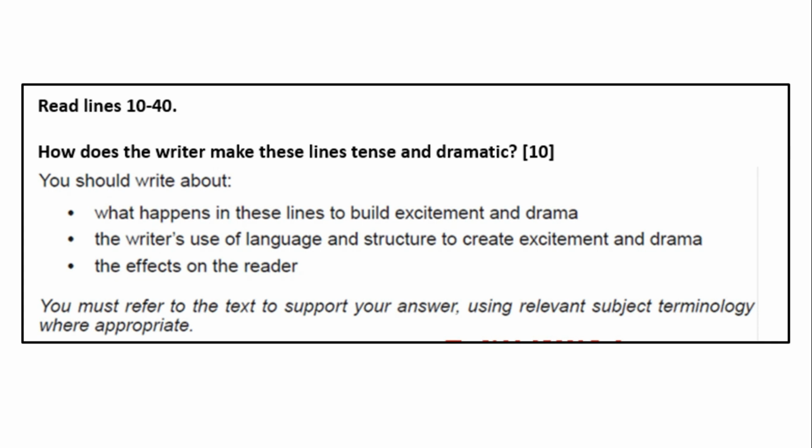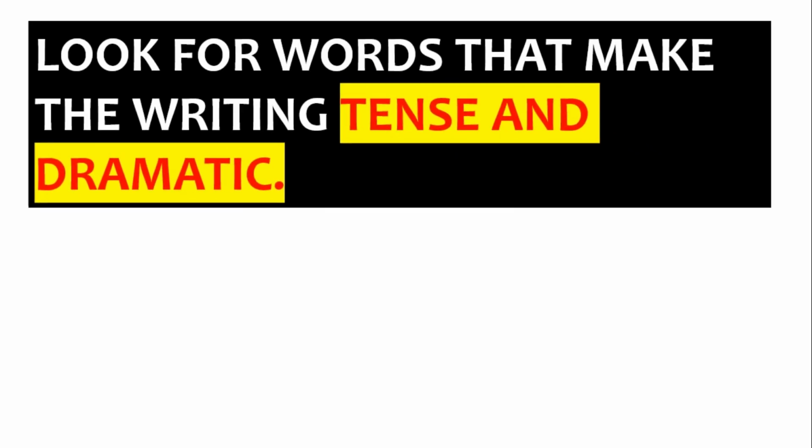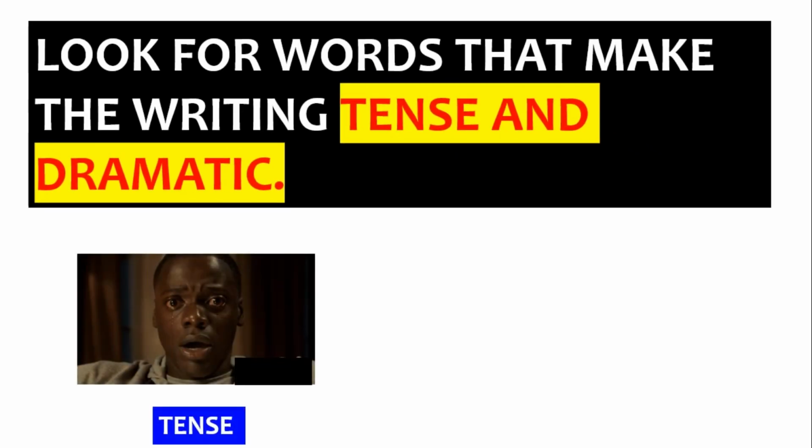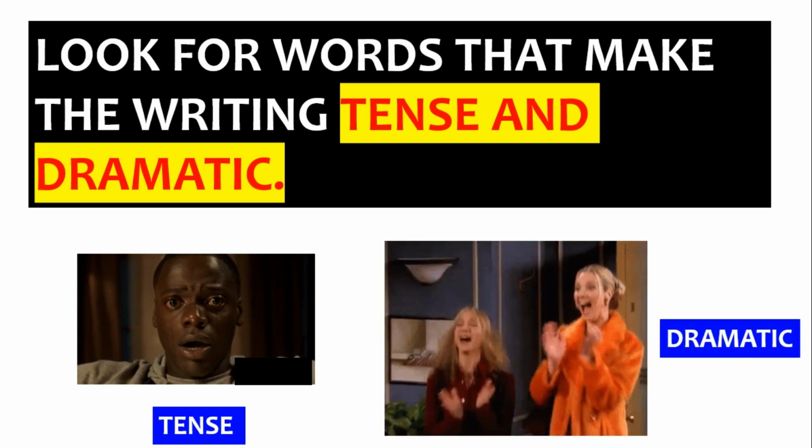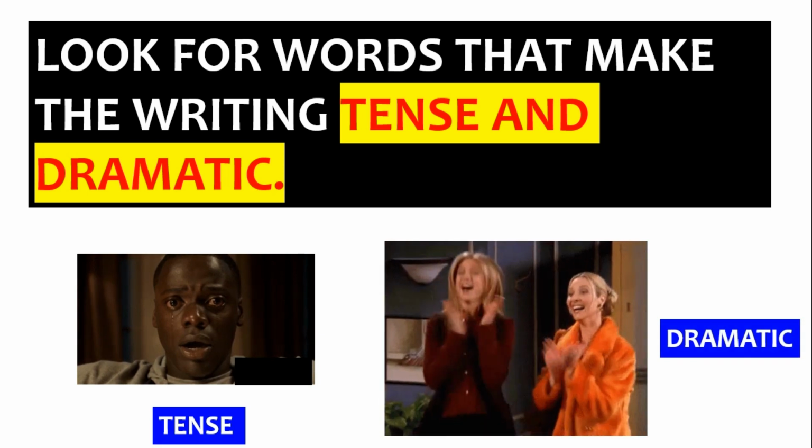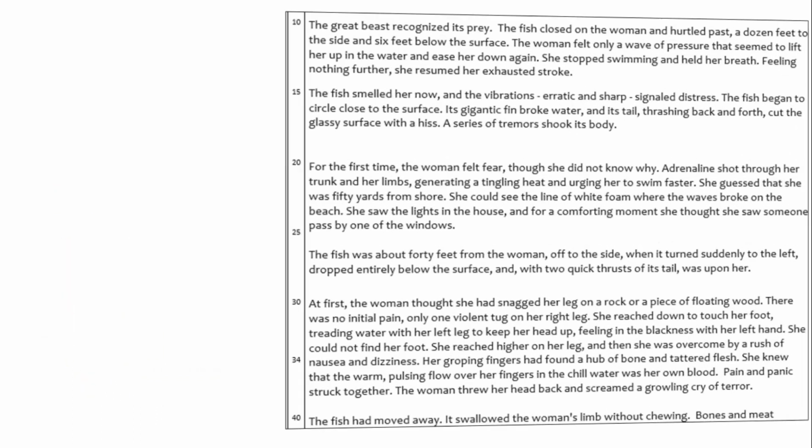However, my big tip would be not to talk about adjectives and verbs. You can talk about adjectives and verbs a little bit for sure, but I wouldn't bother with metaphors and stuff like that. If you're looking to get grade 5 or 6, pick 8, 9 quotes and talk about them. So we're going to look for words that make the writing tense and dramatic, words or language that make us feel these emotions.